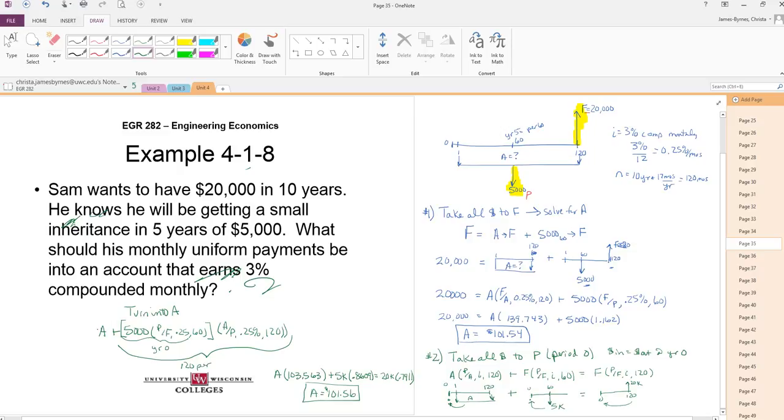Now my A is at 120 and this is at 120 is equal to 20,000 times find an A given an F, 0.25, 120. Do the math, do the algebra, look up the factors, go ahead, check me. It's 101.62. All the same answer. They're just off because of the way the sig figs are in the table.